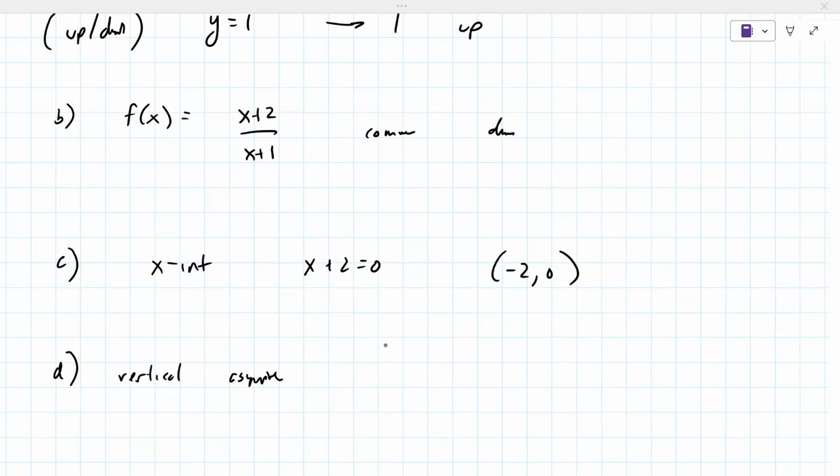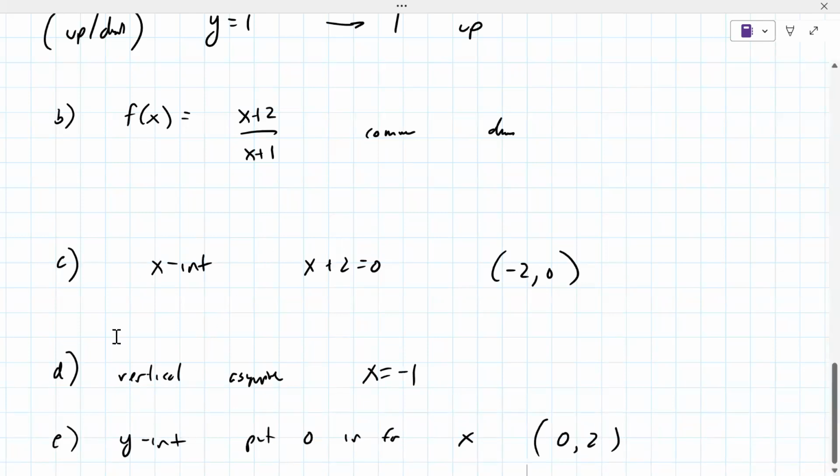So x equals -1. And then part E is the y-intercept, which you already have. That's putting 0 in for x. So you already have that. It's (0, 2). Okay. Now, to do f and g, you need the graph.